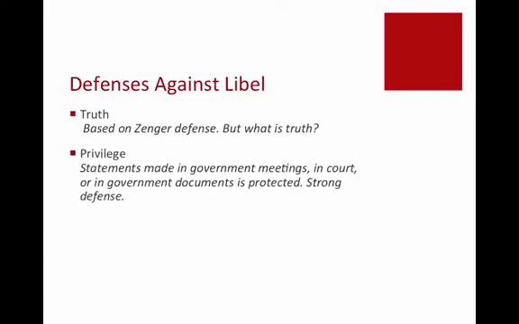Privilege. When you are using information that comes from a government meeting, a court session, or government documents, that information is protected against libel when you publish it. So if the courts got it wrong, or the government got it wrong, and you publish that, it doesn't matter that you've published it. The government got it wrong, and you can assert the privilege that says, I took this from a source that I expected to be accurate.